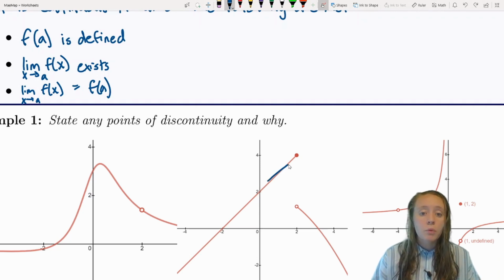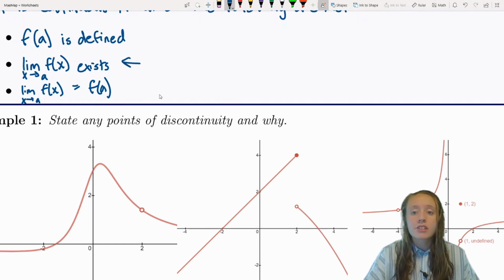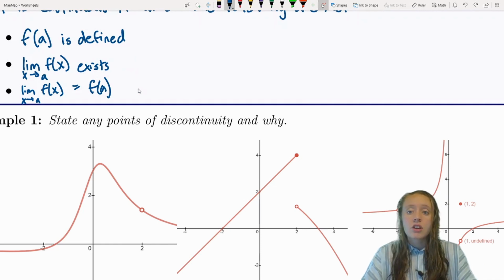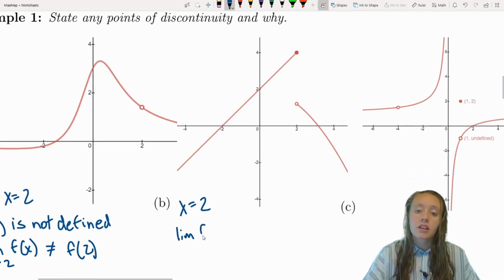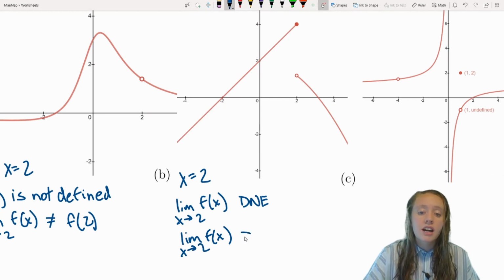Coming from the left, we're going towards 4. Coming from the right, we're going towards, it looks to be about 1, maybe a little over 1, maybe 1.5. But regardless, that limit does not exist. So it fails condition 2, and because that limit doesn't exist, it also fails that third condition. So I'm going to say that the limit of f of x as x approaches 2 does not exist. That's why it's discontinuous at that point. And also the limit of f of x as x approaches 2 does not equal f of 2.